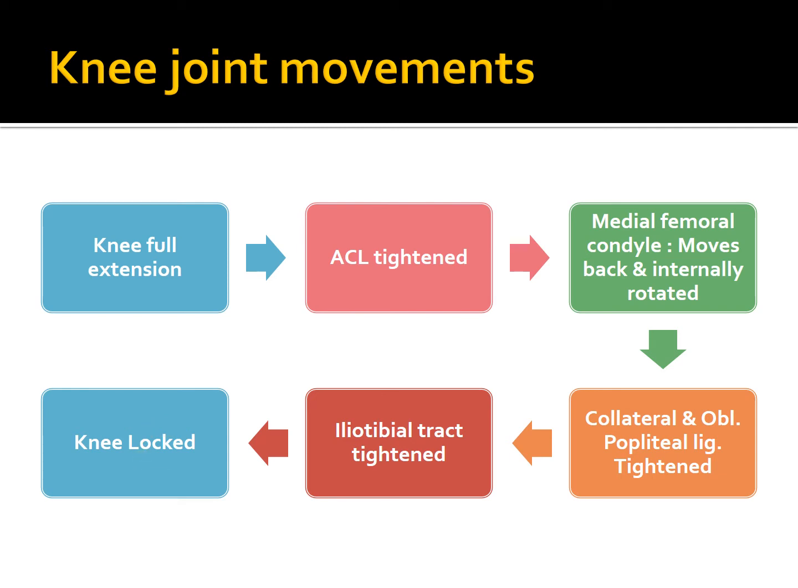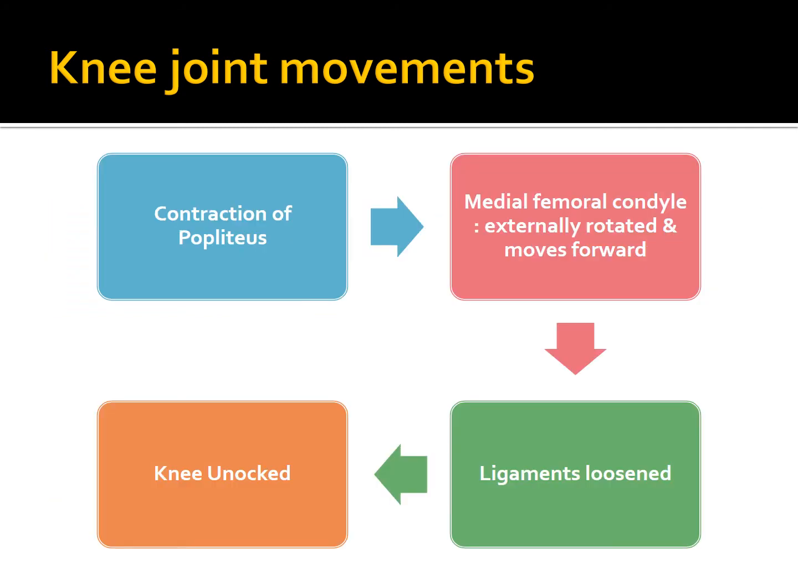So, for the knee flexion, before the knee flexion starts, there is an unlocking of the knee joint. The unlocking of the knee joint is brought about by the external rotation and moving forward of the medial femoral condyle. So in the locking, you have seen that it is internally rotated and it moves backwards. Now it has to be externally rotated and move forwards. So this is brought about by the contraction of the popliteus muscle. Okay, the popliteus helps in externally rotating and moves forward.